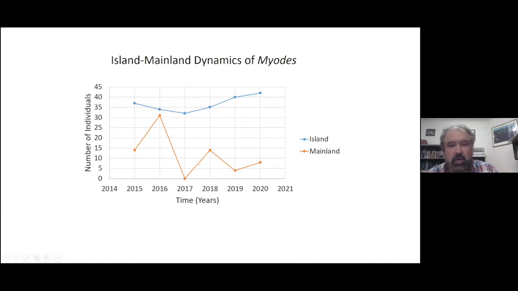Now, again, the question remains: are these fluctuations on the mainland due to competition with other small mammals, or is it the predators influencing them? So that is still some of the questions that need to be refined better, or actually the answers need to be refined better.